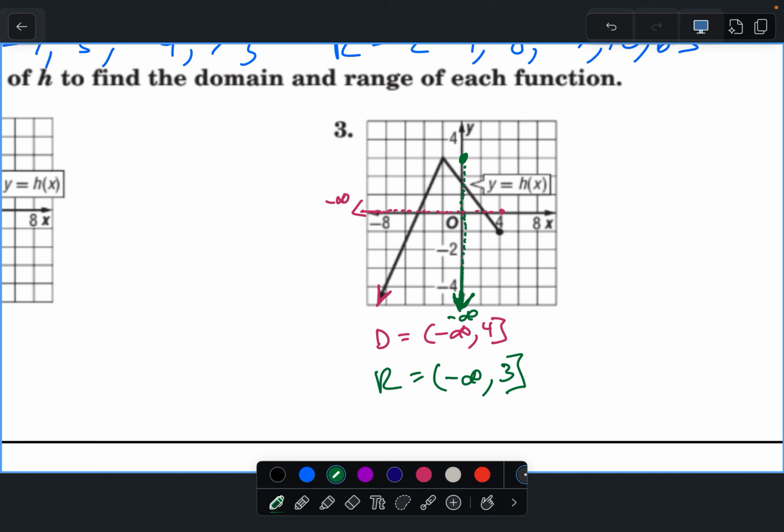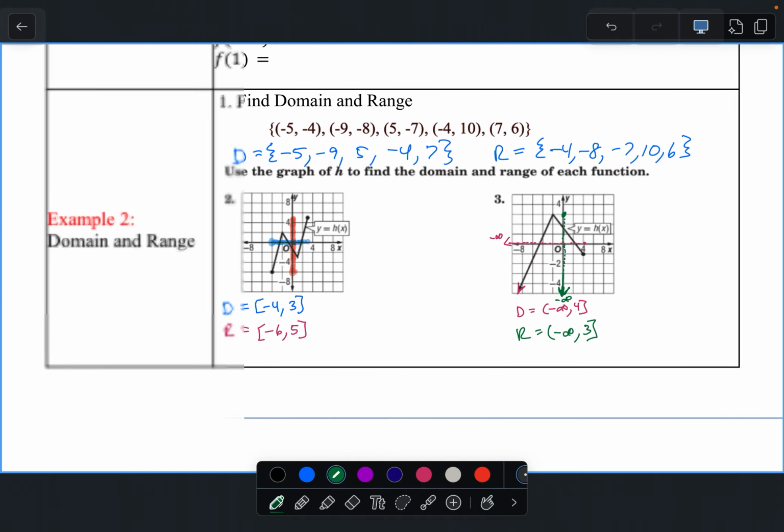So it's just a new way of looking at the graph. What x's appear? How far left does it go? How far right does it go? Do I skip any x's in the middle? For range, how low do I go? How high do I go? Start at the bottom, work your way to the top. Okay, so it's just a different way of thinking.